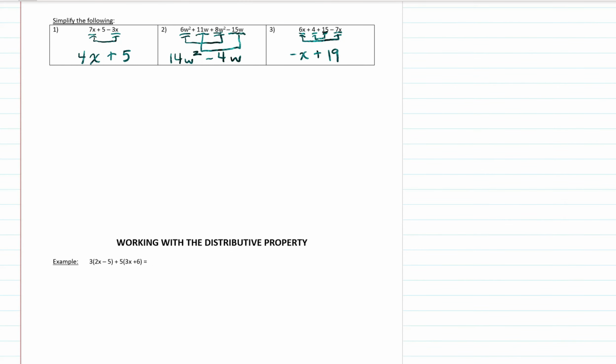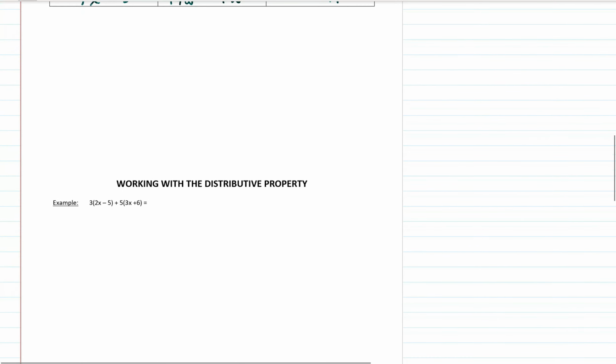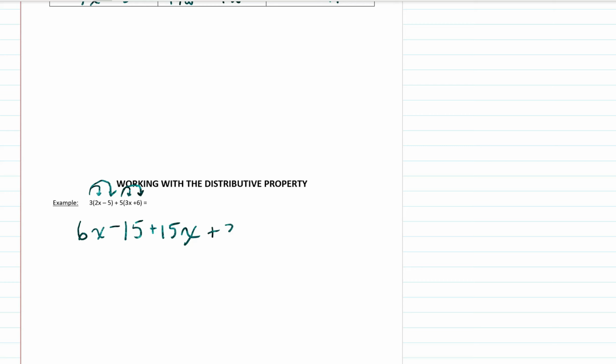Let's go ahead and work with the distributive property a bit here. So the distributive property says when there's a value right outside the parentheses, we go ahead and distribute, meaning multiply. I see the 3 right outside of the parentheses there. And I see a 5 right outside of that set of parentheses. So what we'll do is say 3 times 2x is 6x. 3 times negative 5 is negative 15. Positive 5 times 3x is positive 15x. And positive 5 times positive 6 is positive 30.